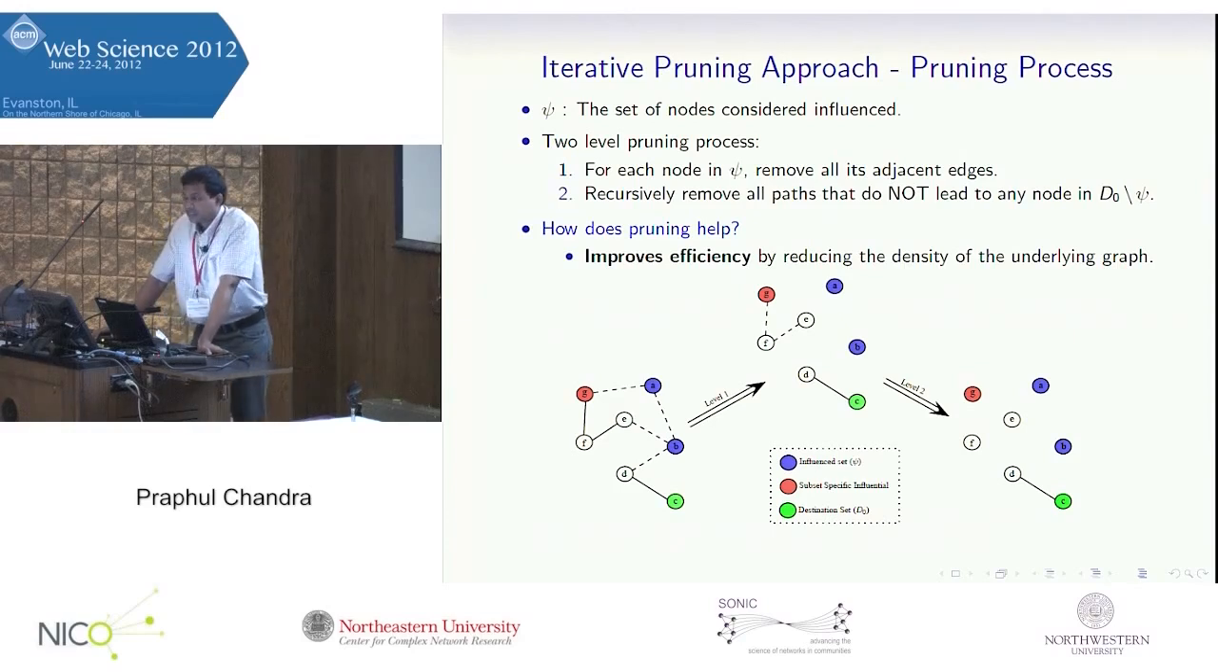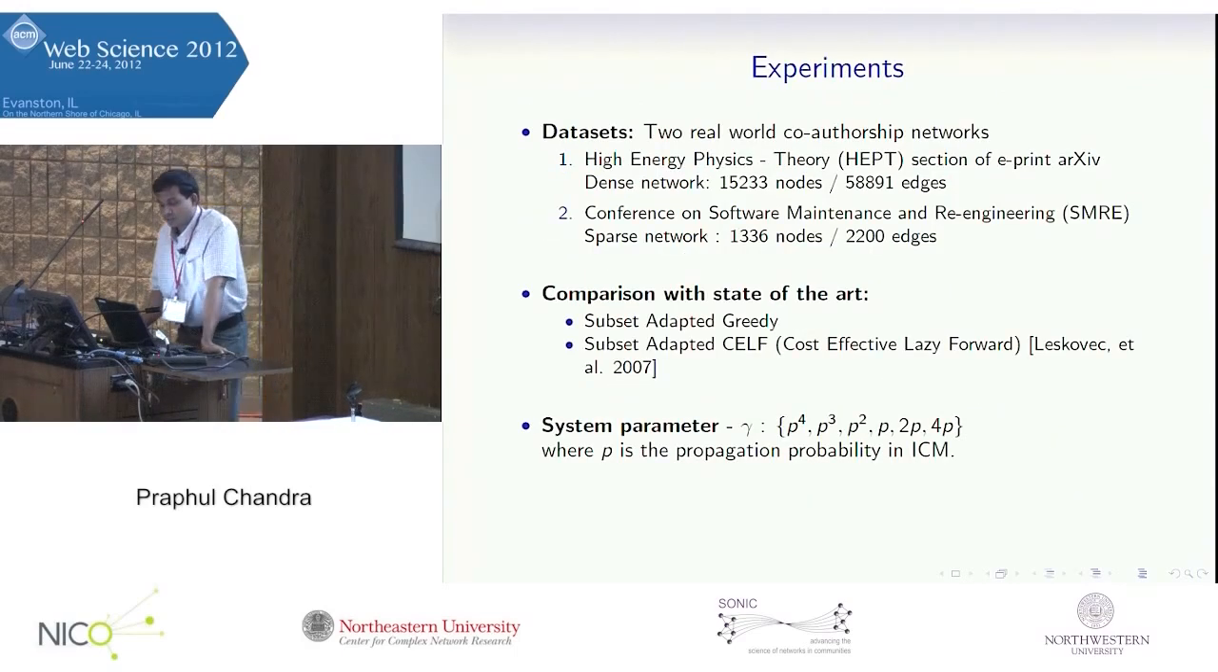For example, it's basically a two-level process where first the adjacent nodes are removed, and then recursively we remove all the paths to the uninfluenced nodes. But the key thing here is that this process, when done iteratively, gives very significant efficiency gains. We have shown it both analytically and through experiments, where we choose 2 academic real-world co-authorship networks as our data set, and we compare our algorithms with the subset adapted versions of greedy and SELF. SELF is just another technique which builds on the greedy to propose an efficient technique for influence maximization.